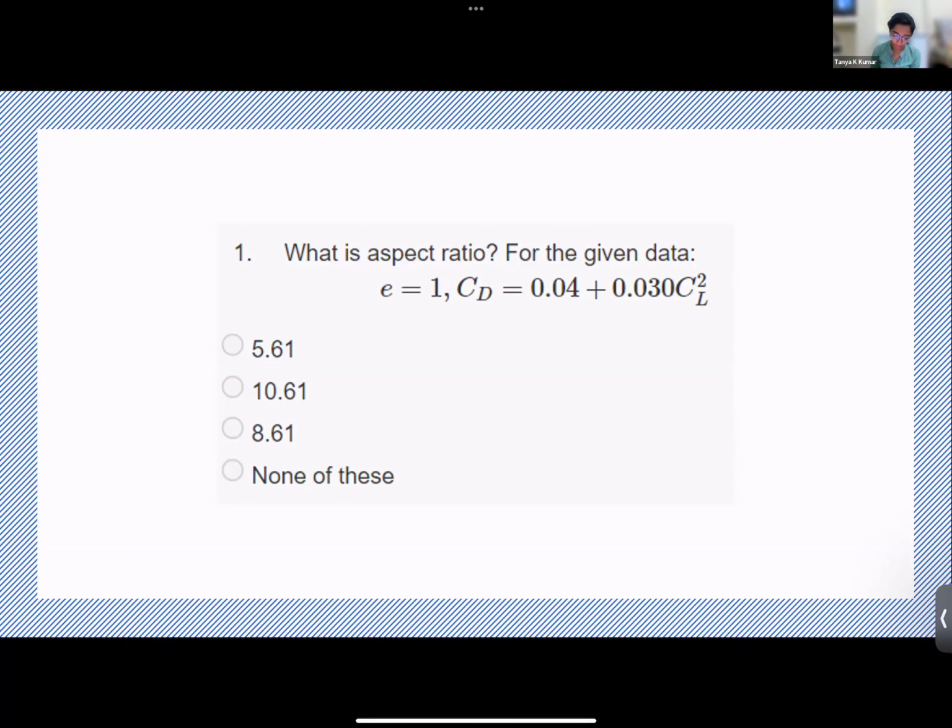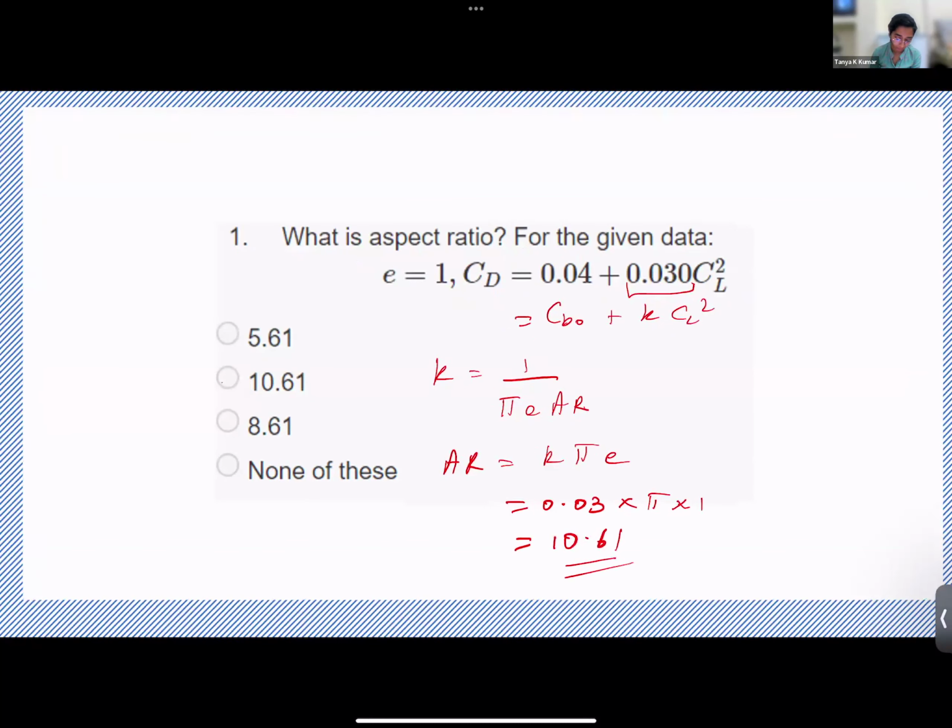Okay, so I hope you've been able to do this. It's very simple. So what do you do? So this value, you just equate the equation to the drag polar is equal to CD naught plus K CL square. So K is nothing but 1 by pi E AR. And you've been asked to find out aspect ratio. So AR is 1 by K pi E. K is 0.03 and E is 1. So what is the value? Just multiply it and let me know what the value is. Comes to 10.6, right? So that is the right answer.